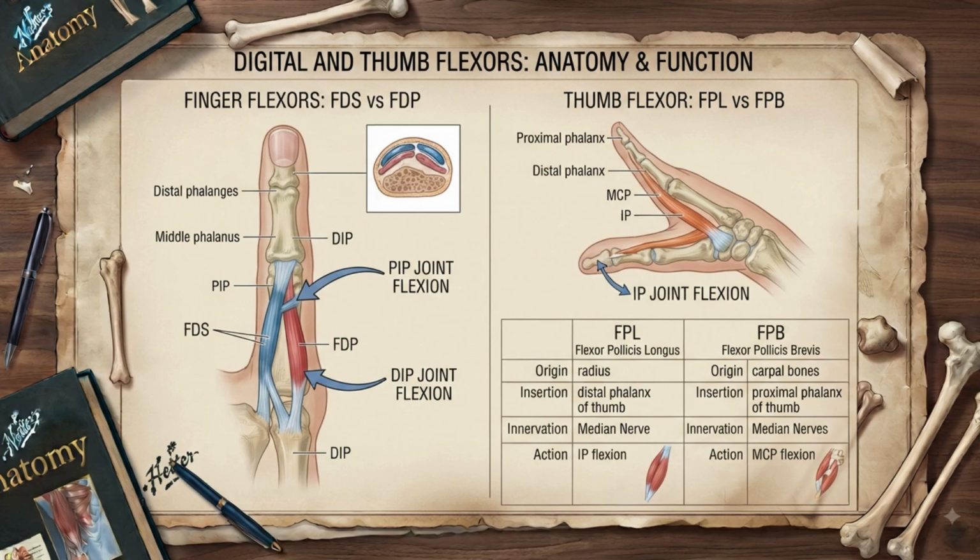The flexor pollicis longus runs through the forearm and inserts on the distal phalanx of the thumb. Its main action is flexion of the thumb IP joint. So compare FPL to thumb IP and the intrinsic thumb flexor, flexor pollicis brevis, which mainly acts at the thumb MCP joint. This distinction becomes important when we study the intrinsic muscles of the hand.